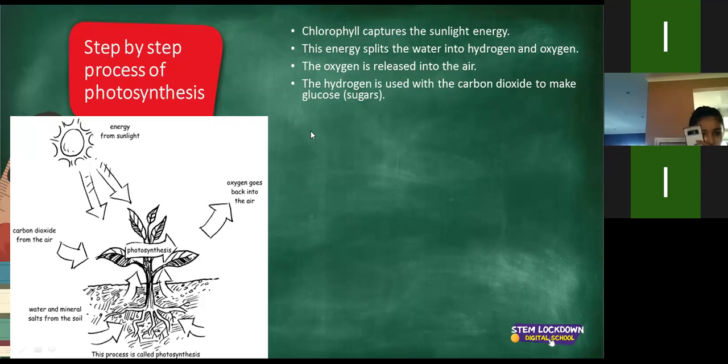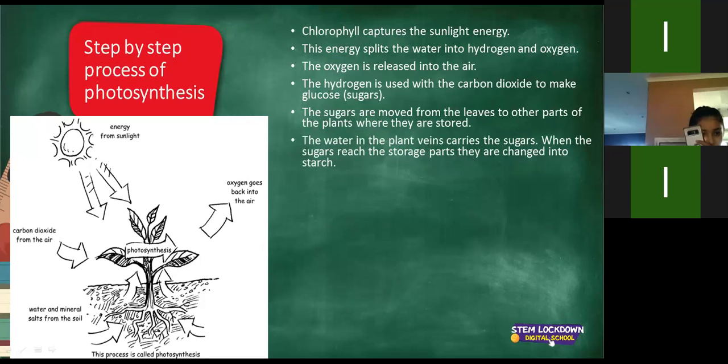So remember now, oxygen is released into the air. Then the hydrogen with the carbon dioxide make glucose, which is obviously known as our sugars. The sugars are moved from the leaves to other parts of the plant where they are stored. Just like when we eat a lunch bar or chocolate, obviously certain parts of that chocolate go to certain parts of our bodies where it is stored.